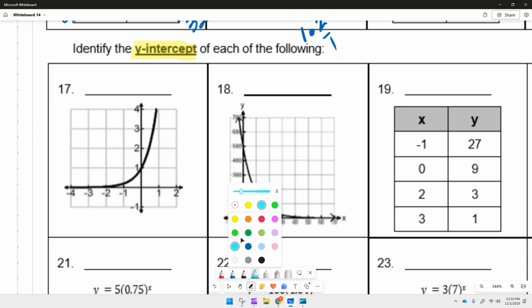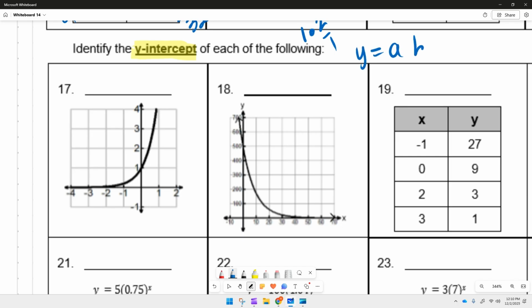Now, here we're looking at the a value. We want the a value in terms of the function. So that means y equals a b to the x. So we want that initial value. That initial value is where we cross the y-axis. So that is 1. Here, it is 500. Here, x is 0. That means our b is 9. Not our b, our a, sorry. I was mentally mixing it up with linear functions.